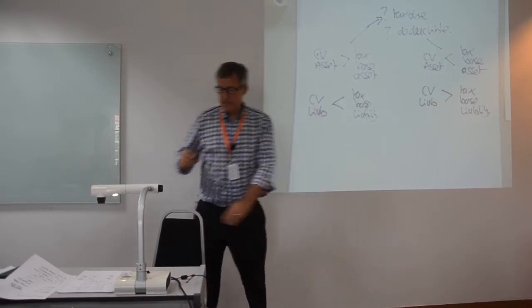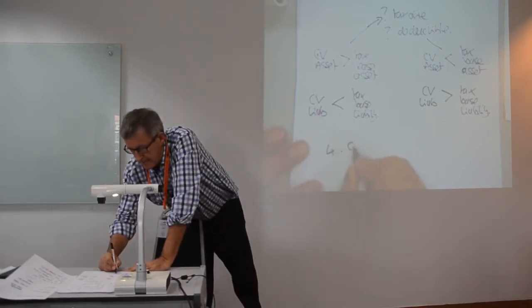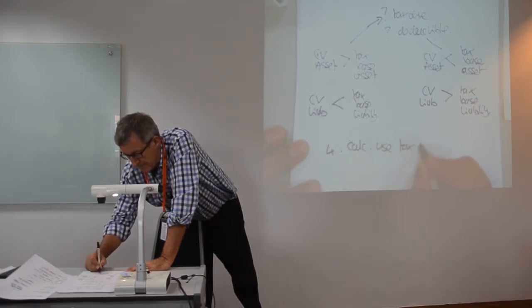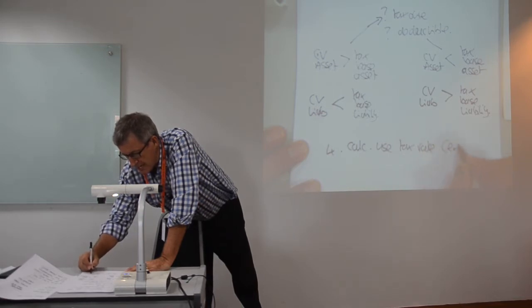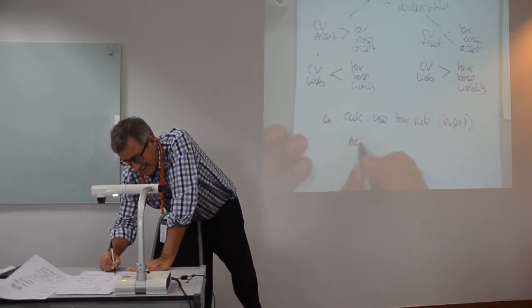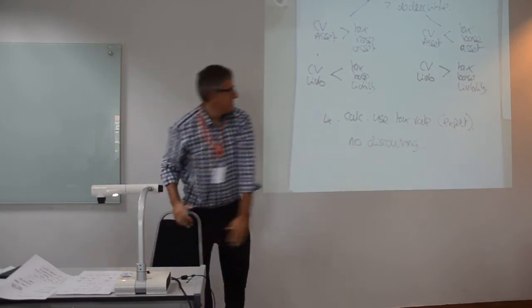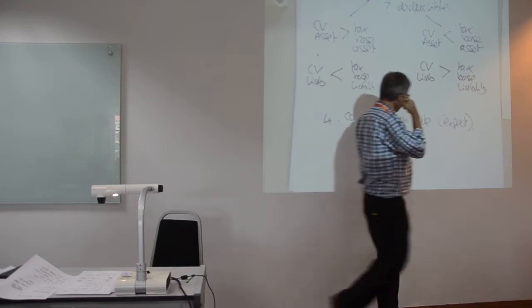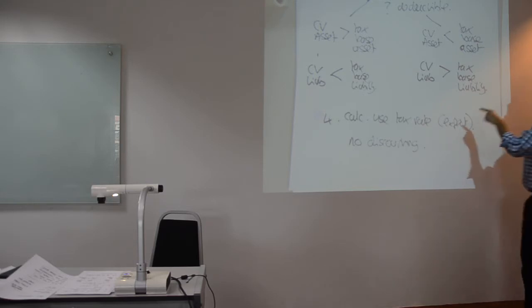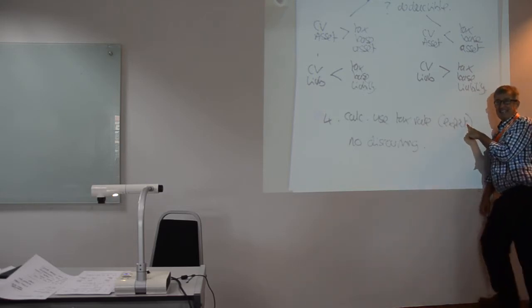When you calculate it, we use the tax rate at which we would expect to pay the tax, and there is no discounting. So we are prohibited from discounting deferred tax liabilities. If you are given two different tax rates, 20%, 25%, the tax rate that you use is the tax rate at which you expect to pay the liability.